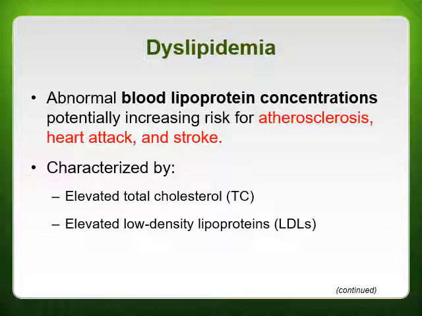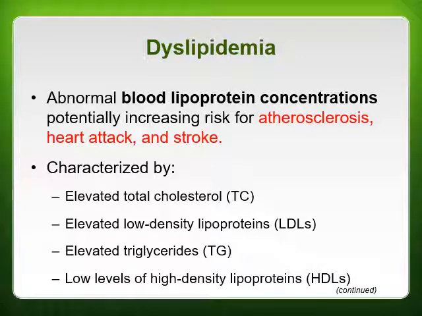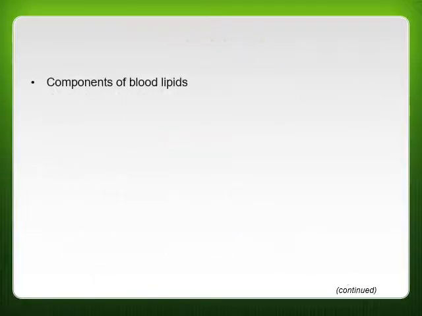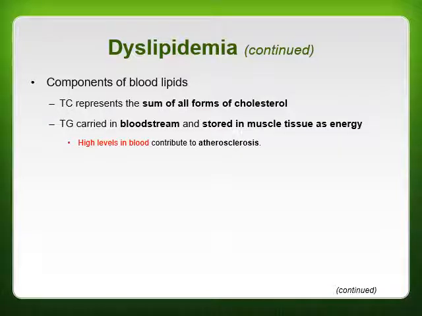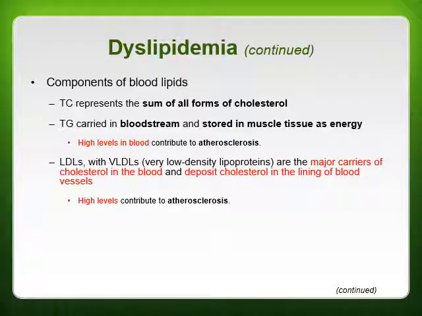How do we know that it's a problem? We've got higher total cholesterol, higher LDLs, which are those low density or bad cholesterol, elevated triglycerides, and then low levels of that good cholesterol. And we'll talk more about that in a little bit. That TC, or total cholesterol, represents the sum of all forms of cholesterol in the body. It's carried in the bloodstream and stored in muscle tissue as energy. High levels do contribute to that atherosclerosis we just mentioned.